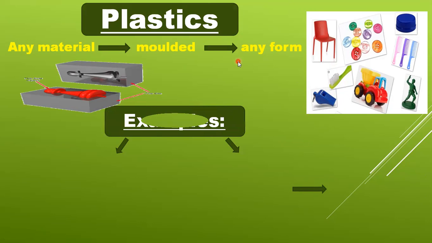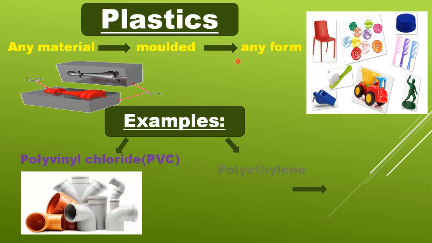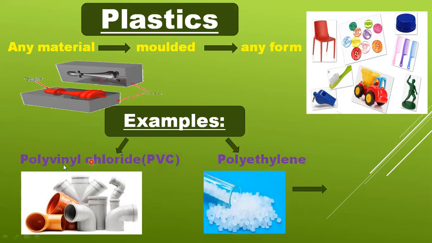Now, let us discuss the examples of plastics. We have two examples of plastics that have been discussed in your syllabus. The first one is polyvinyl chloride, also known as PVC. Polyvinyl chloride is used in the manufacturing of sanitary pipes, as you can see here, and you can see it in your homes.